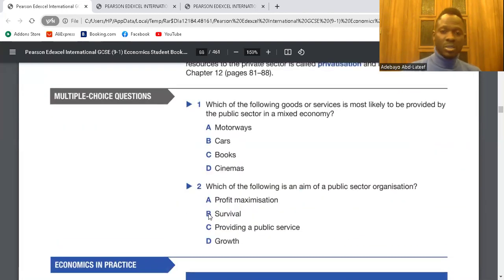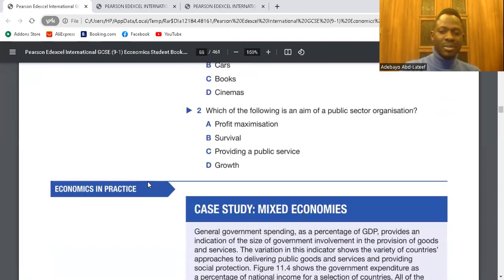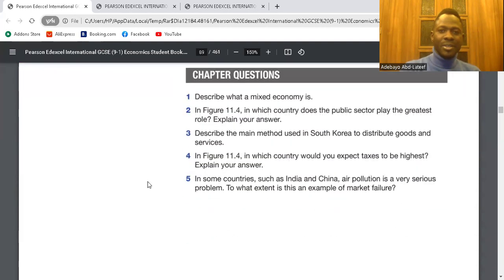The multiple choice question. Which of the following goods or services is most likely to be provided by the public sector in a mixed economy? Water waste. Good. Which of the following is an aim of a public sector organization? Providing a public service. Great. We'll move on. That's in chapter 11. So go to chapter 12.